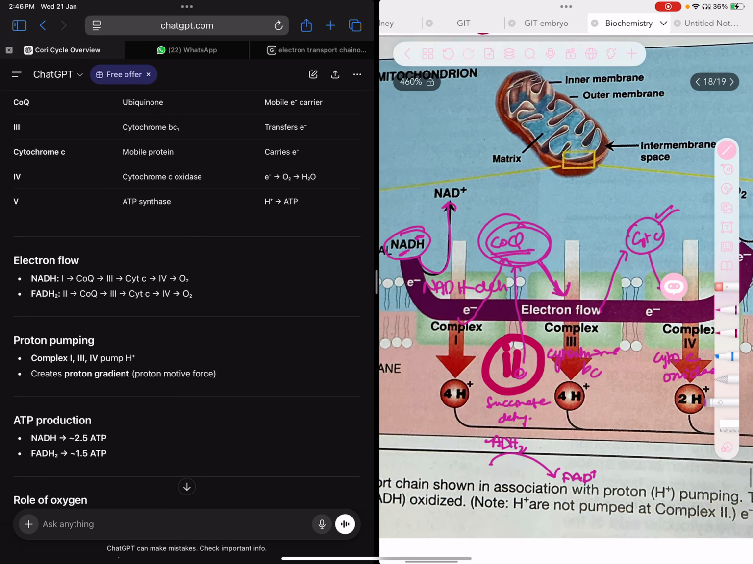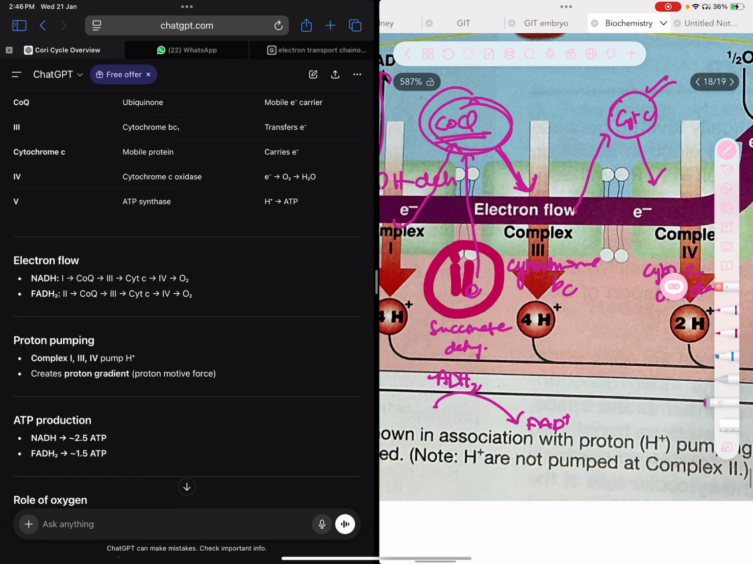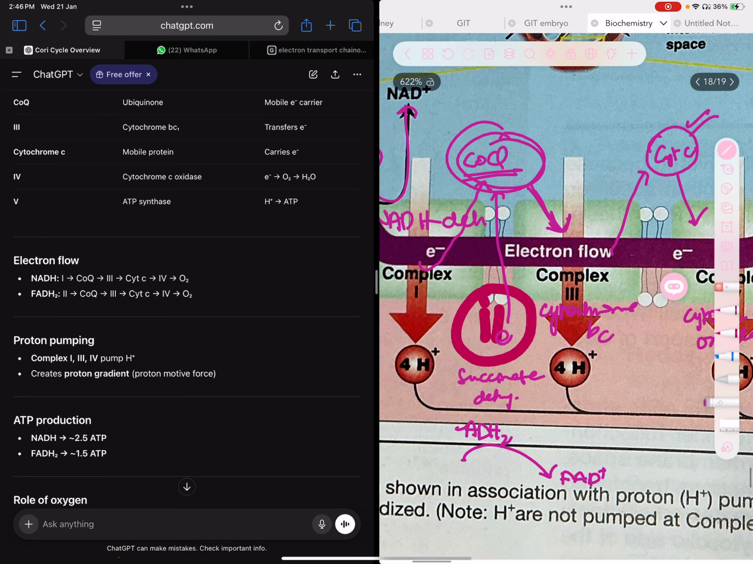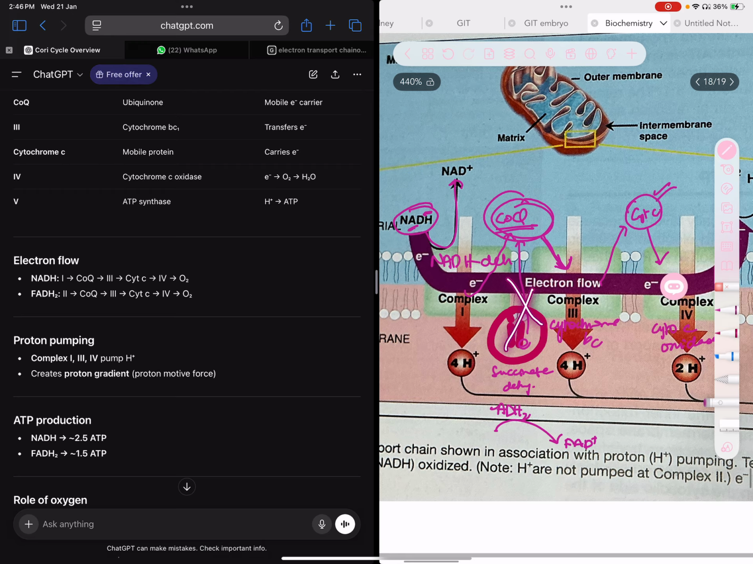And if it's FADH2, it will go to complex 2, then coenzyme Q, then 3, then cytochrome C, then 4, and then oxygen. I hope you can understand the entire zigzag pattern. Now, proton pumping is through the first, third, and fourth complex, not the second, because there is no energy that can be used to drive this gradient, right? So only in complex 1, 3, and 4. So NADH dehydrogenase, cytochrome BC, and cytochrome A3, or you can call it cytochrome C oxidase.